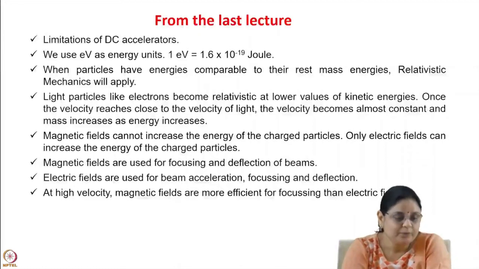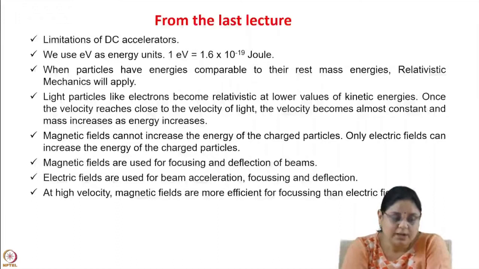We also saw that we use electron volts as energy units because the masses of the charged particles involved are very small. So even though the velocity is high, their kinetic energies are very small as compared to the quantities that we use in our daily life. Joule is too large a unit to represent the energy of these beams, and hence we use electron volts. Also, the particles have energies comparable to their rest mass energy, so Newtonian mechanics does not apply. We have to use relativistic mechanics.